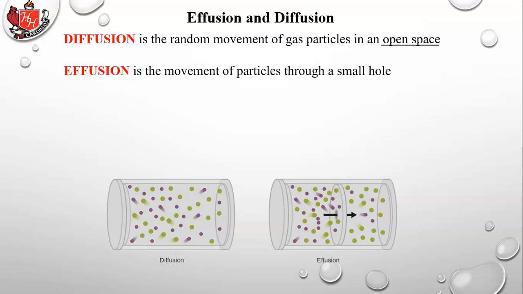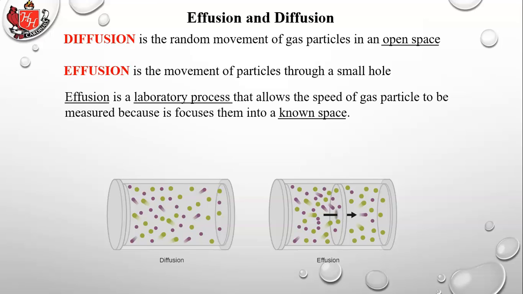Effusion is the movement of particles through a small hole. That would be the gas container on the right. They start off on the left-hand side of that gas container, the effusion one, and they go through that little hole where the arrow is showing, and they eventually go over to the other side. The purpose of effusion is that it's a laboratory process that allows the speed of gas particles to be measured, because it focuses them into a known space. So you can actually measure how many particles of the green and purple gases you're getting over in the right-hand side after a certain amount of time, and you can determine how fast they effuse in relation to each other.